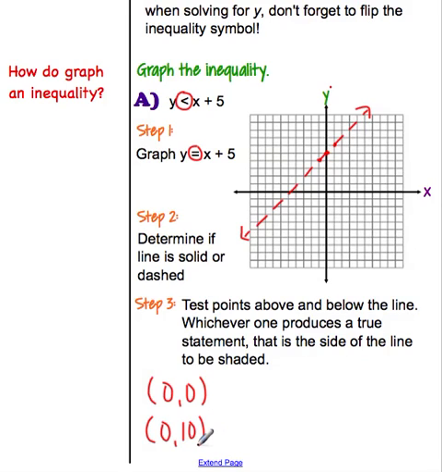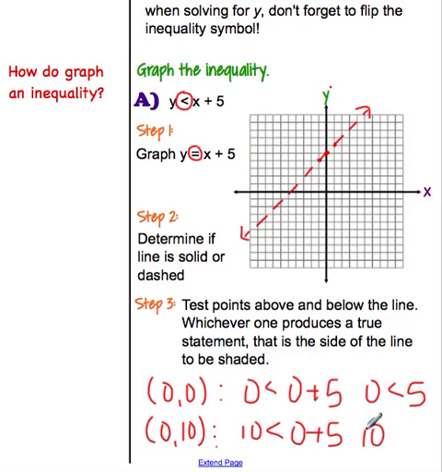So we've got y, which is 0. Is that less than 0 plus 5? Well, 0 is less than 5, so that is true. Let's double check to make sure this one works as well. We have 10 is less than 0 plus 5, which 10 is not less than 5. Therefore, 0, 0 is where we want to shade.